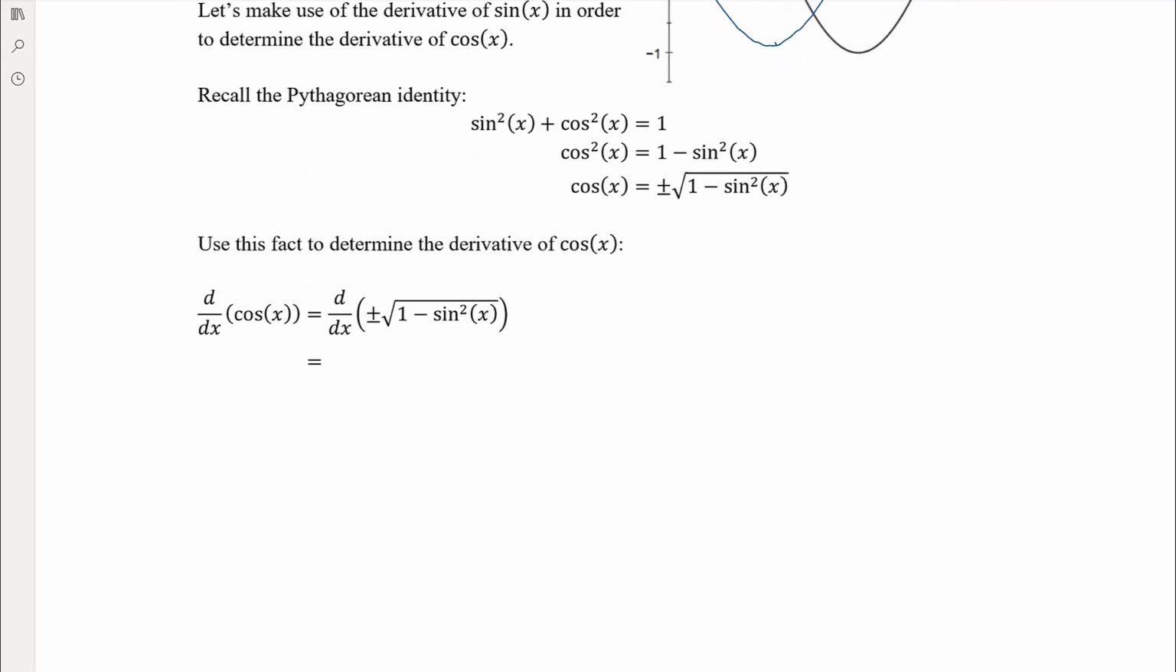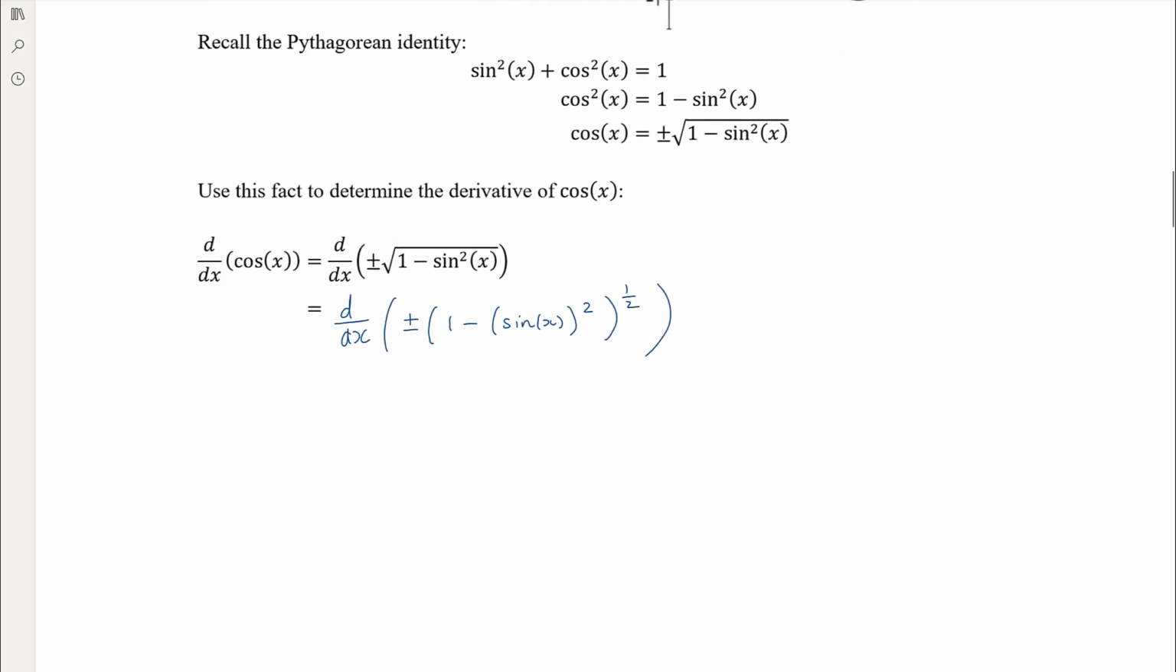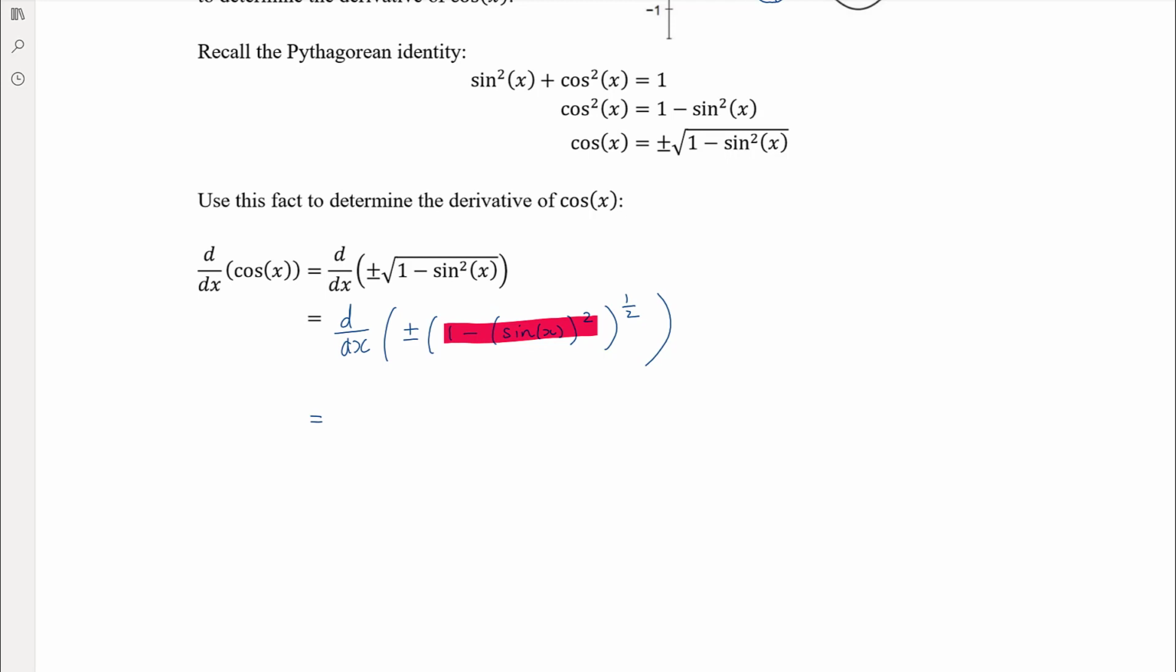So let's think about what we've got here. We've got the derivative of plus or minus 1 minus sine squared x, and I'm going to write that sine squared x, because remember that means sine of x squared, to the power of a half. So we're going to need some chain rule here. Again we're thinking about covering up our inside function. The plus minus out the front is just plus or minus 1, it's just a number, so it's not changing anything. So it would be plus minus half times that red section to the power of negative half, and then we need to times by the derivative of the red bit.